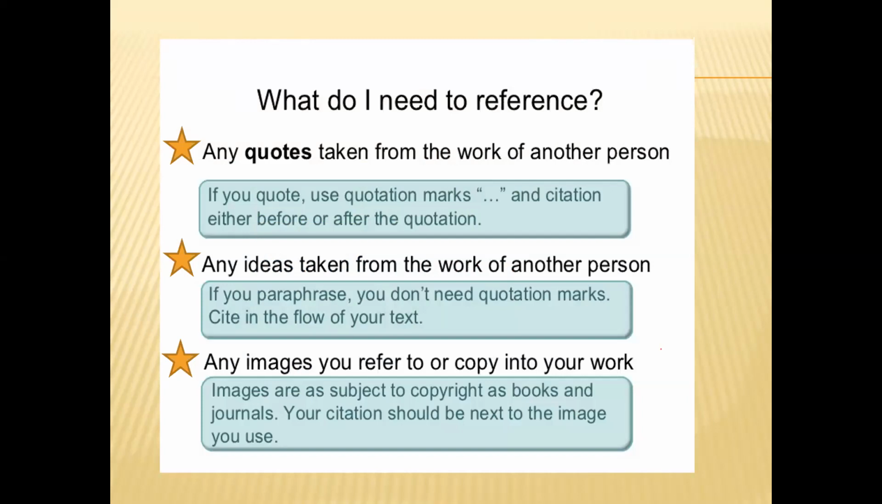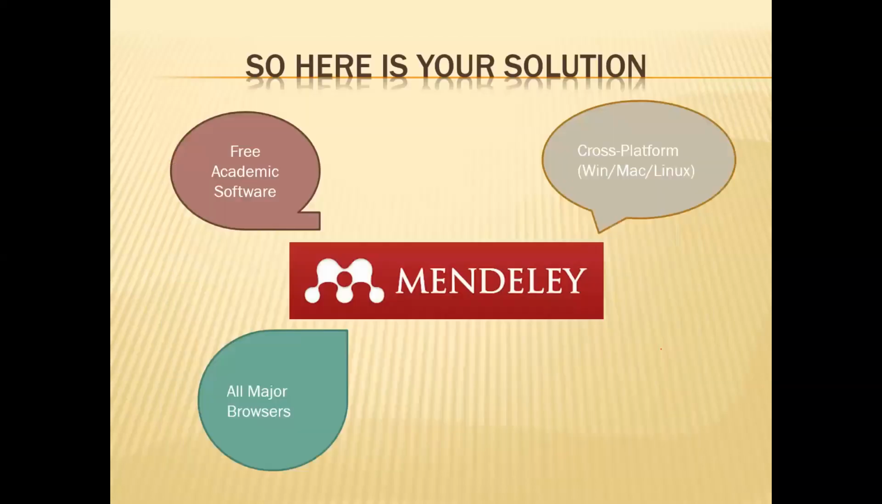Any images which you are referring to or copying into your work, you have to show the copyright. Images are subject to copyright, as are books and journals. So for images, you have to cite them immediately next to the image. So what is the solution for all these issues?